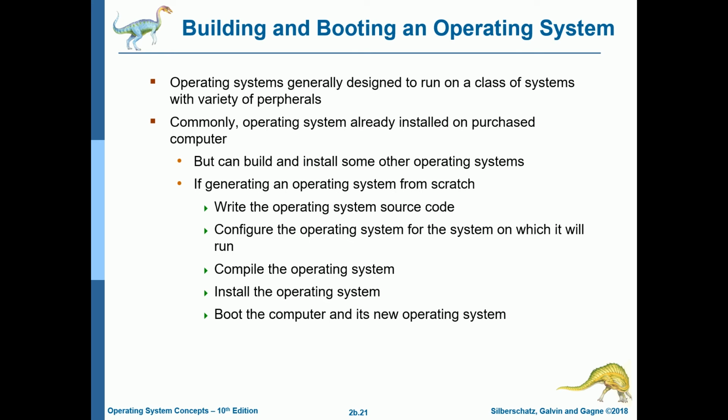If you are generating or building an operating system from scratch, you need to follow these steps. You have to write the operating system source code. You need to then configure the operating system for the system it will run on. Then we must compile the operating system. Then install the operating system. Then boot the computer with the new operating system.